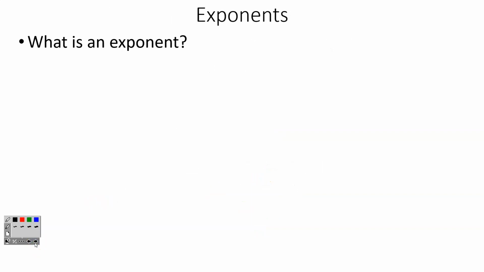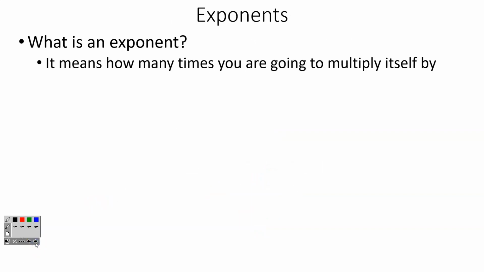So exponents, what is an exponent? It means how many times you're going to multiply the number by itself. So 5 to the third power means you're going to do 5 times 5 times 5. You're going to multiply 5 3 times. 6 squared means you're going to multiply 6 times 6, because there's squared. You want to do 2 6s.